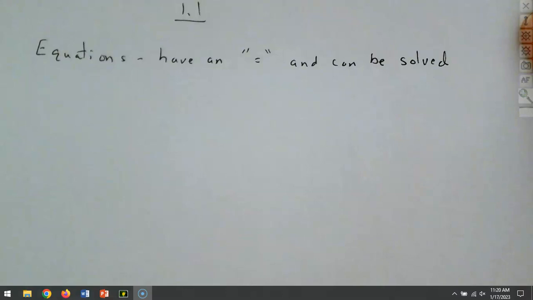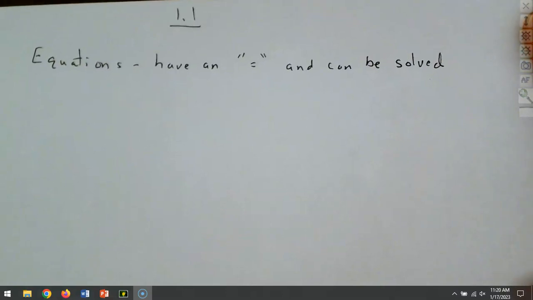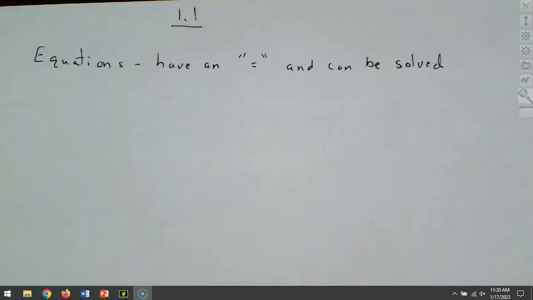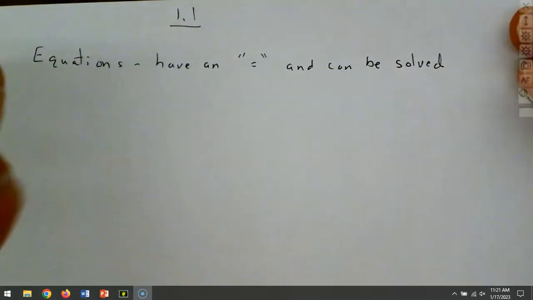Now, when I give you definitions, I try to give you definitions in my own words, definitions that I think you can understand. If you want a formal definition, you can look them up in your textbook. But these are definitions that are in my own words, and I think they make it easier to understand. So equations have an equal sign and they can be solved. So let's look at a couple of examples.